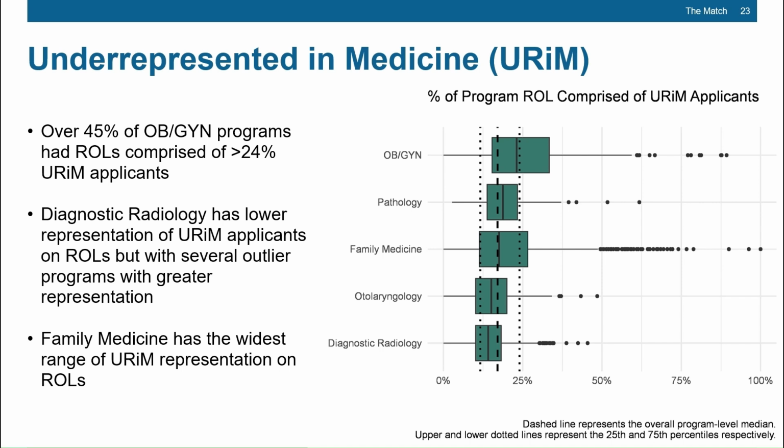Diagnostic radiology had lower representation of URIM on program roles. However, looking at the outlier dots, we see that there are several programs in this specialty with greater URIM representation. Inclusive of outliers, family medicine has the widest range of URIM representation, with many outlier programs having greater representation.